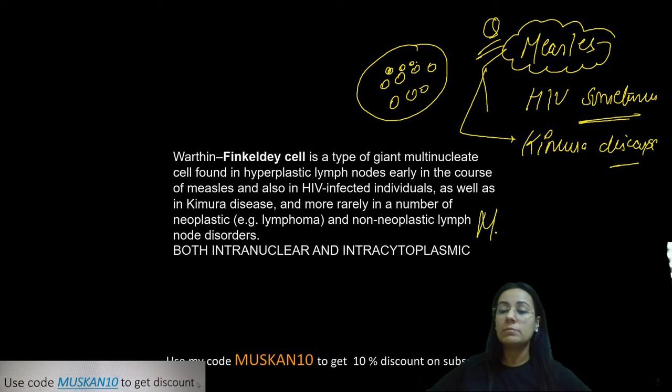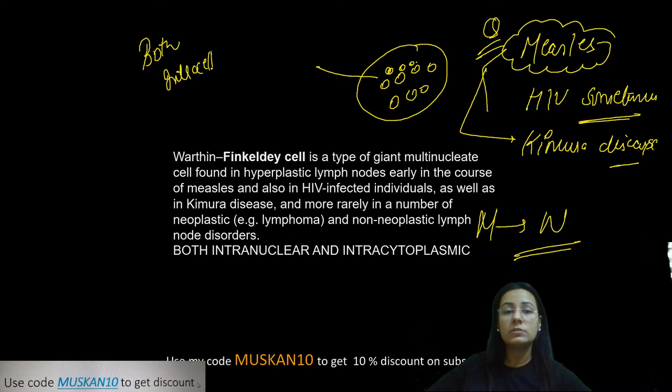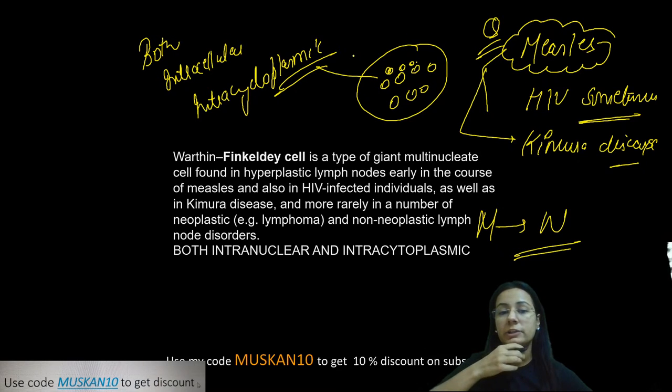And how do we remember it? M may found out that W, that is the Warthin-Finkeldey cells that are found in HIV, measles and Kimura, and they are what? Both intranuclear and intracytoplasmic inclusion bodies. Okay, so they are the giant multinucleated cells that are both intranuclear and intracytoplasmic.